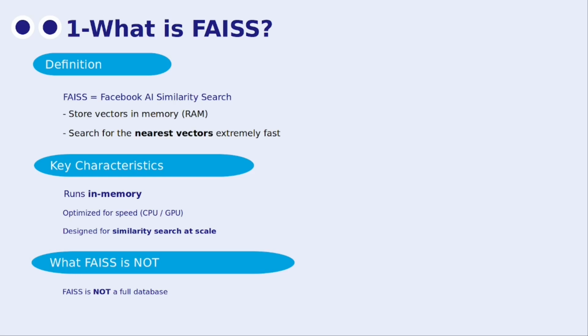What is FAISS? Definition. FAISS means Facebook AI Similarity Search. FAISS is a library, not a service. It is designed to store vectors in memory and find the nearest vectors very fast. FAISS is written in C++ for speed, and it provides Python bindings for ease of use.